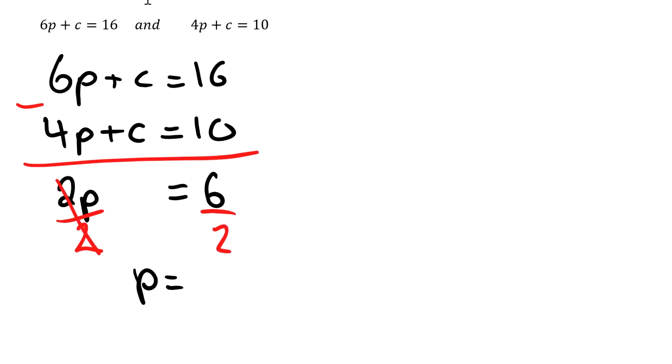So p equals 3. So notice that when the signs of the thing we're trying to get rid of, in this case the c's, are the same, you subtract. If the signs were different, we add.